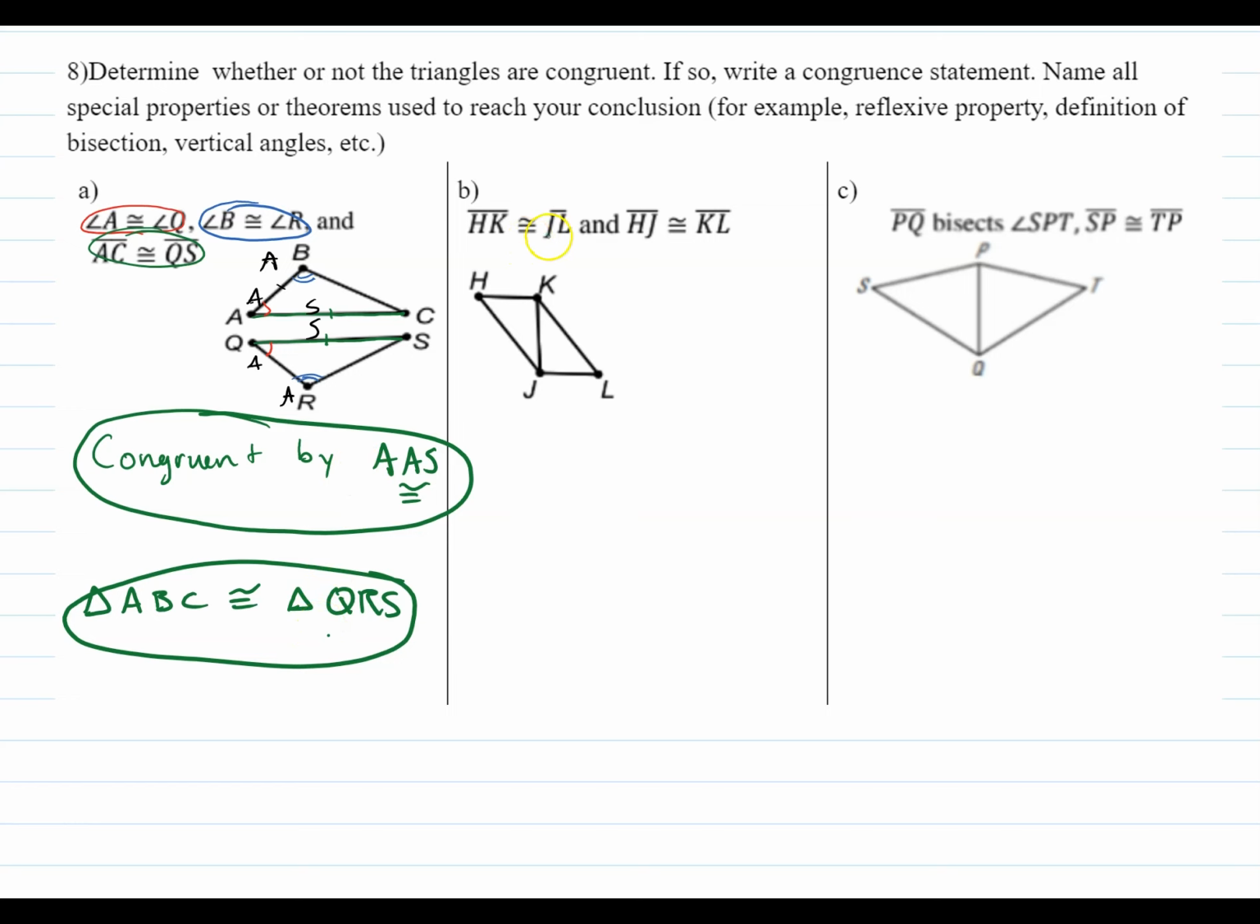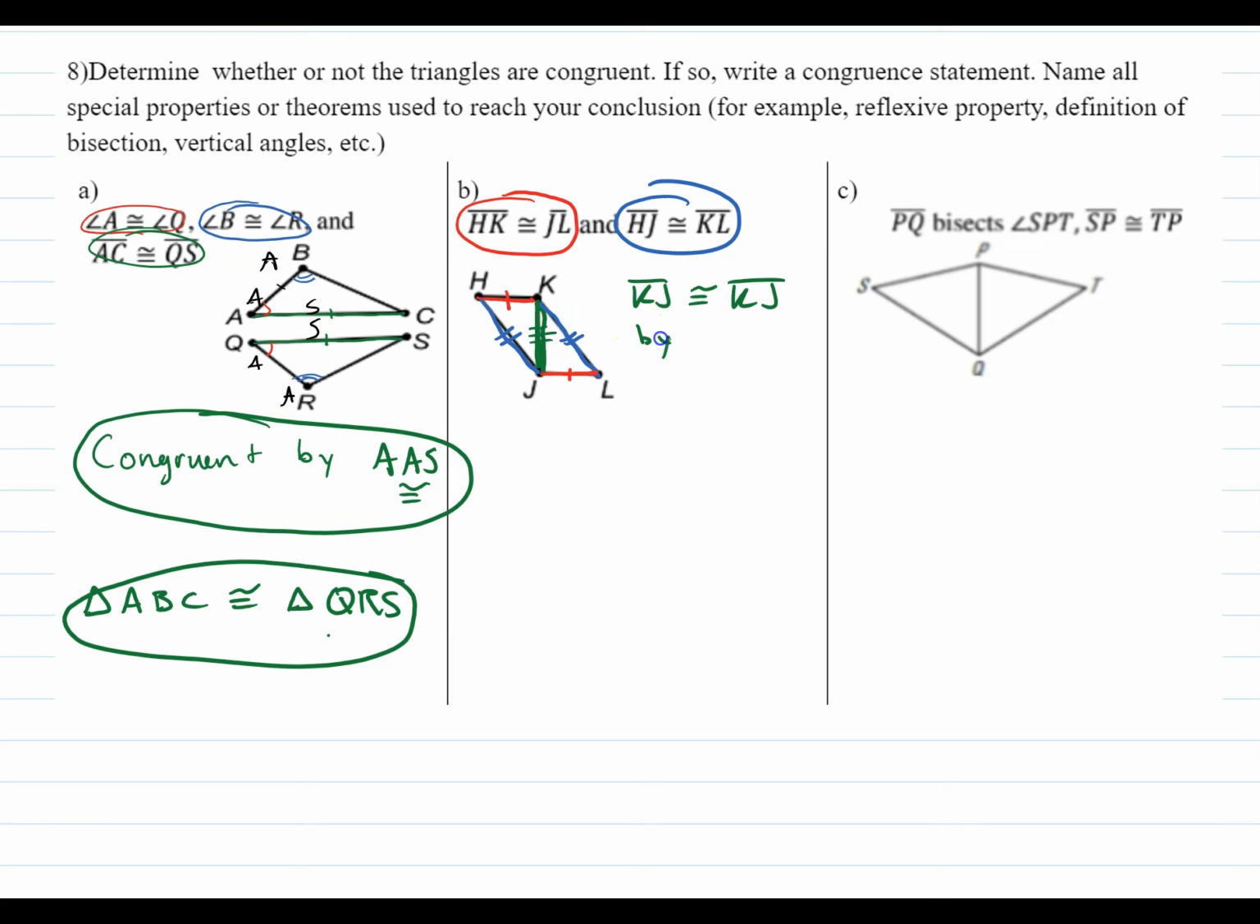Part B, side HK is congruent to side JL, and side HJ is congruent to KL. A little confusing here. HK and JL match, so side length HK and JL match. And then we have HJ and KL. I'll do that in blue and put 2 tick marks for HJ and 2 tick marks for KL. Those sides match. Now we do have a third matching side. Since the triangles are touching, we do have KJ is congruent to KJ.